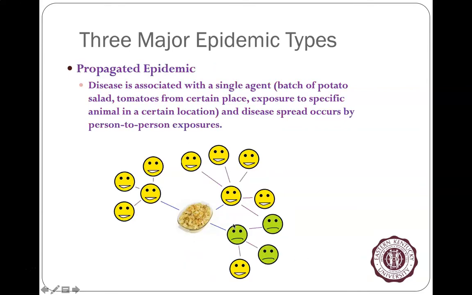Propagated outbreaks are ones where the disease is associated with a single agent, and then the disease spread may occur after by person-to-person exposures. So this person gets sick from the potato salad, and then eventually the potato salad may go away. Okay? And even if it's gone, only one of them got sick from the potato salad, but they have now infected 2 other people around them through person-to-person spread. So this outbreak was propagated by that event.